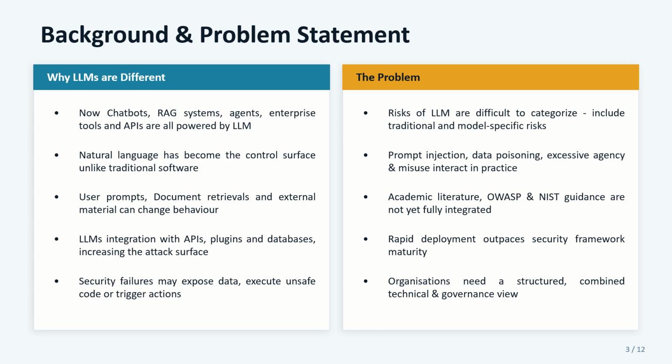We need to know that LLM integration with APIs, plugins, and databases increases the attack surface. Security failures may expose data, execute unsafe code, or trigger actions. Now, the problem statement is that risks of LLMs are difficult to categorize, and include traditional and model specific risks. Prompt injection, data poisoning, excessive agency, and misuse interact in practice. Academic literature, OWASP, and NIST guidance are not yet fully integrated. Rapid deployment outpaces security framework maturity. Organizations need a structured, combined technical and governance view. This is the problem statement.